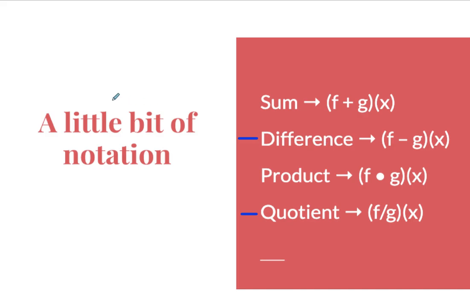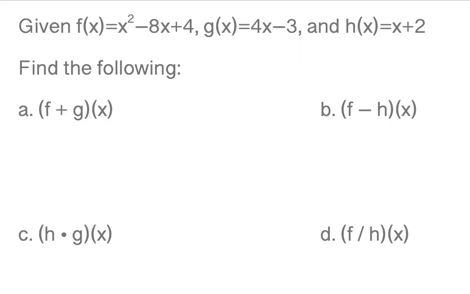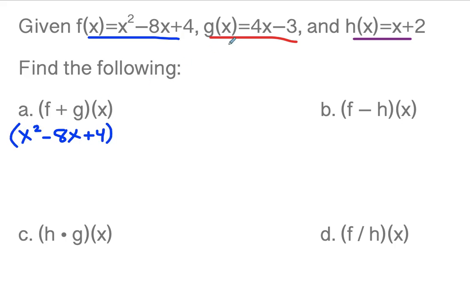So let's look at a few examples. So let's say that I have the function f of x, g of x, and h of x. If I want to find what f plus g of x is, I'm going to take my function f, which was x squared minus 8x plus 4. And I'm going to take my g of x function, which was 4x minus 3. And I'm going to combine them through addition.